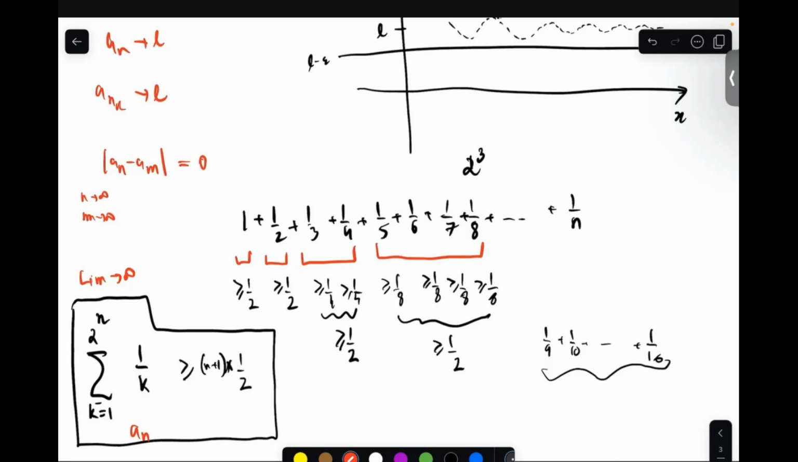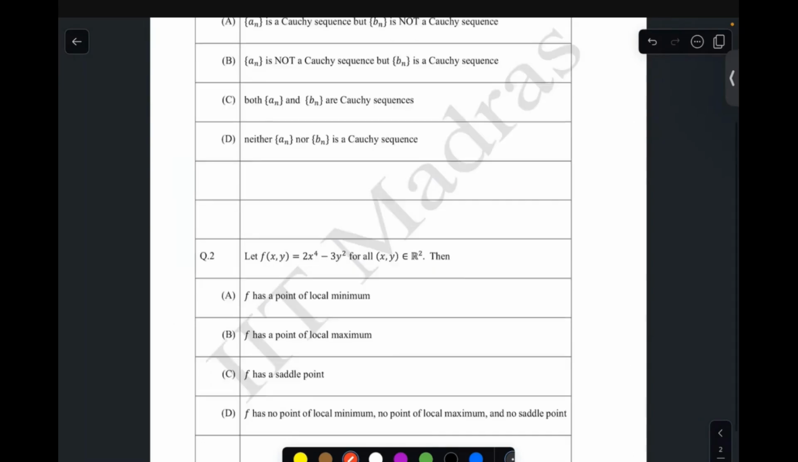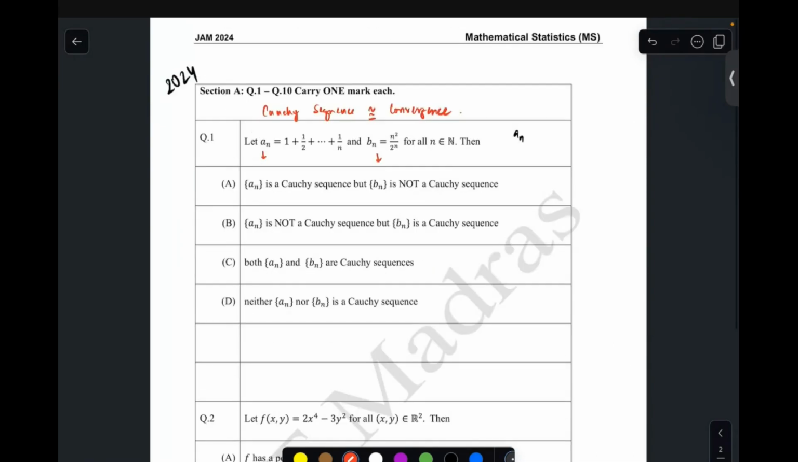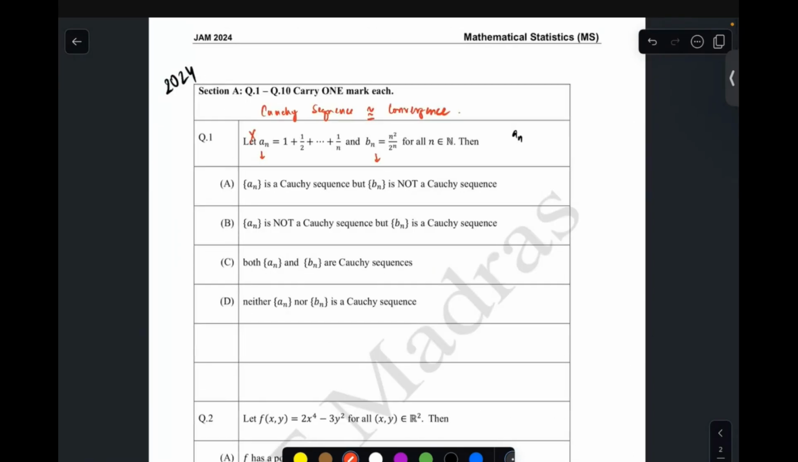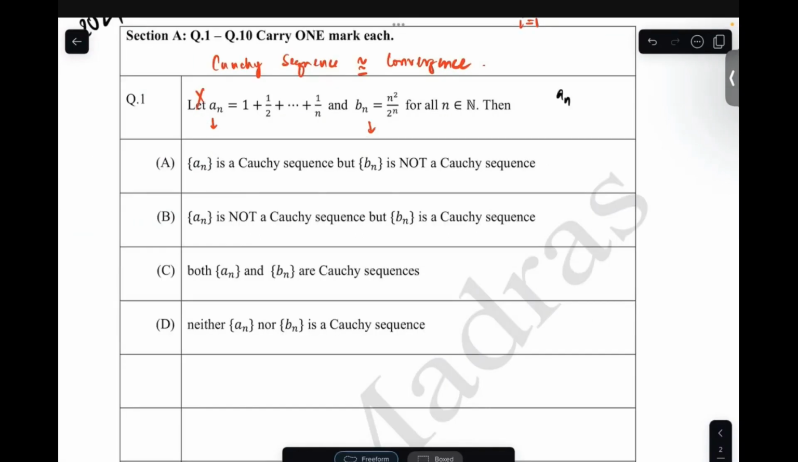There are other proofs of it using other tests, but for this basic summation 1 by k, this is the harmonic series, called harmonic sum. Therefore this is not convergent. Is this convergent? Yes, it's very simple. Now for this b_n, you can understand that n square by 2 to the power n, this is very easy because n square is polynomial and 2 to the power n is going exponentially, right?